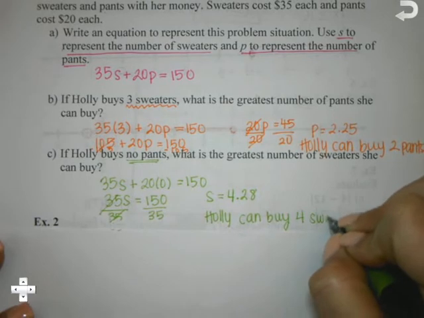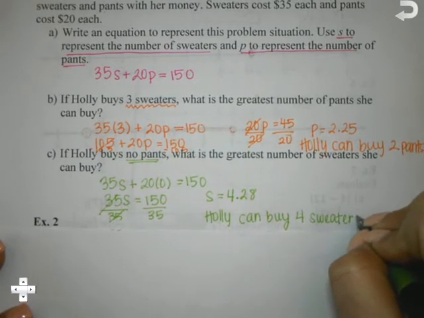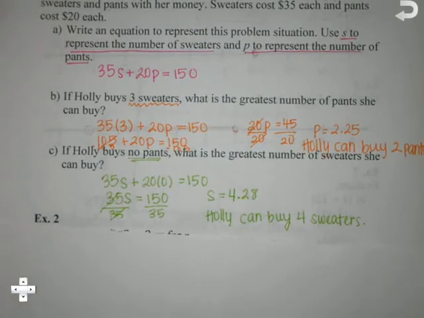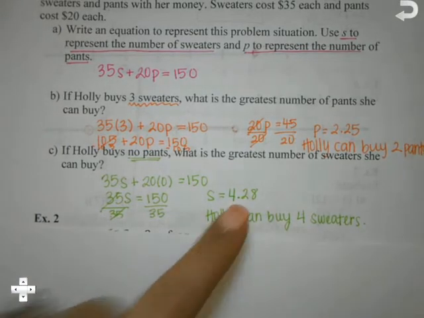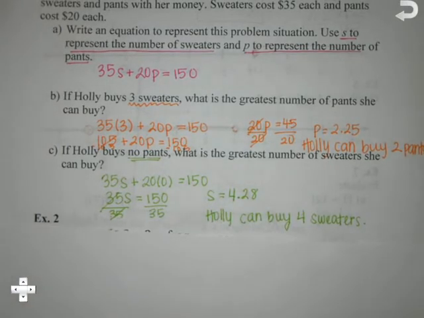Does that make sense, guys? We're not rounding down because the 2 is smaller than 5. We're rounding down because if we round it up, she would spend too much, right? So even if we got 4.75 pairs of pants, or sweaters, I mean, she still couldn't buy 5 sweaters, right? So make sure that you're reading the problem and what it's asking so that your answer makes sense.